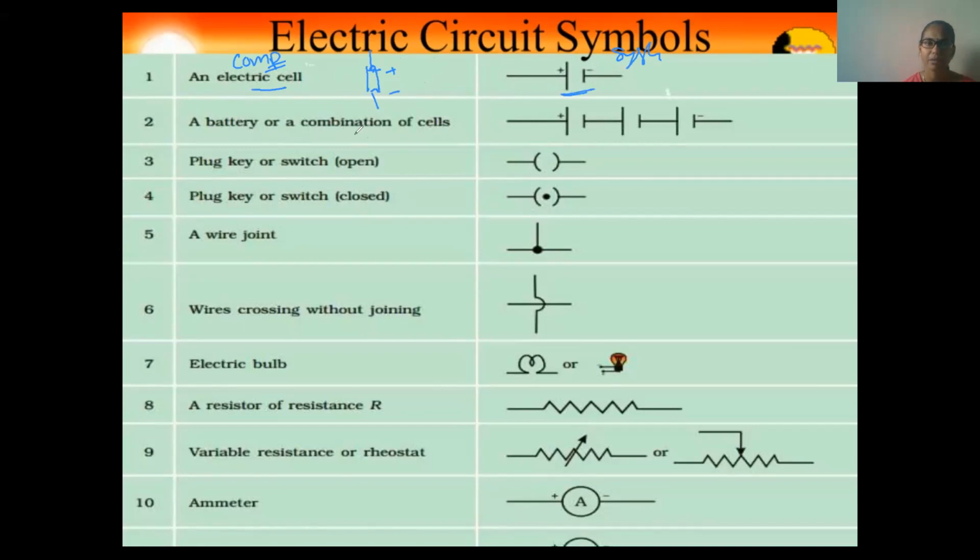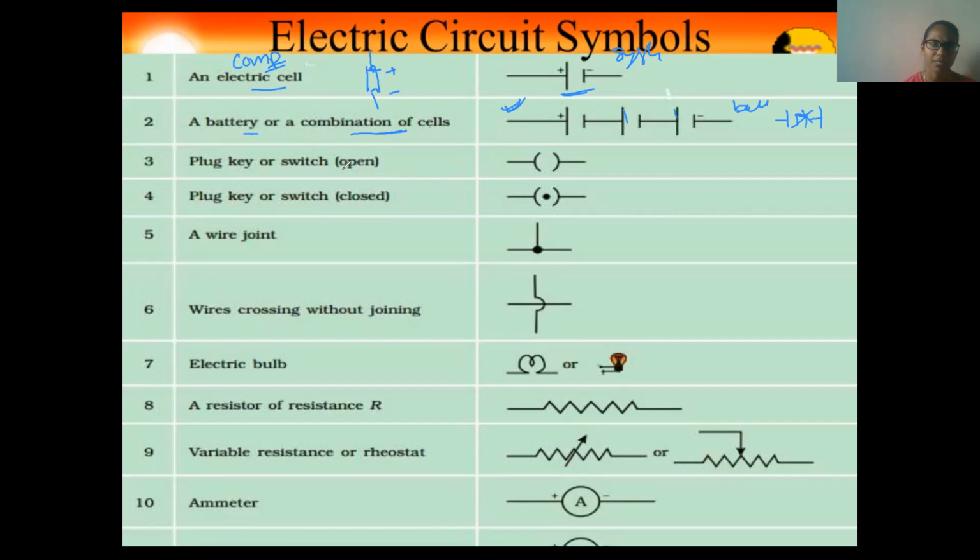And a battery is a combination of cells. Two or more cells together make a battery. We connect the cells like this: positive to negative, again positive to negative, again positive to negative. This is what we call a battery. We cannot connect negative to negative. If we do, it is not possible for the current to flow. So we always connect the cells in this fashion.